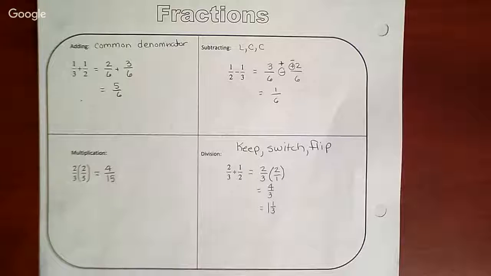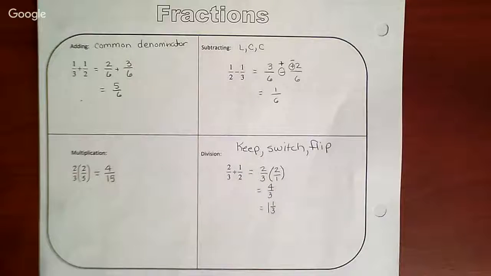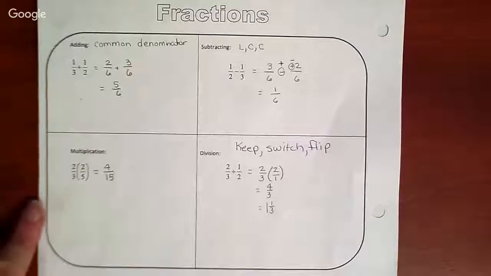For multiplication, you multiply straight across unless you have cross canceling. For division, keep, switch, flip, and then you multiply as you normally would. So you can stop the video at any time, copy these down, and then move on to the practice.